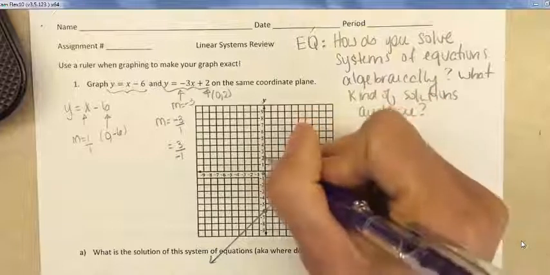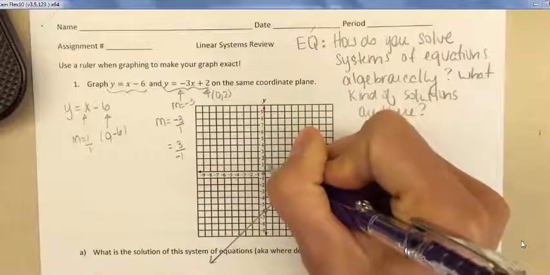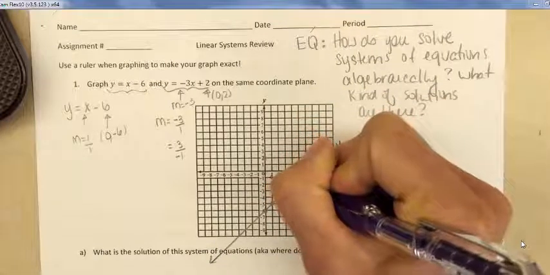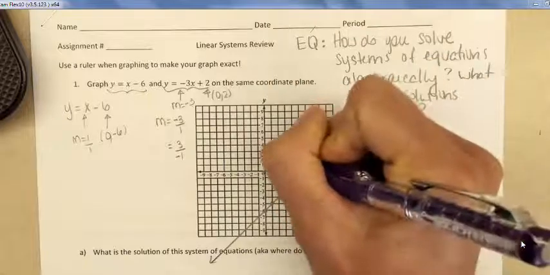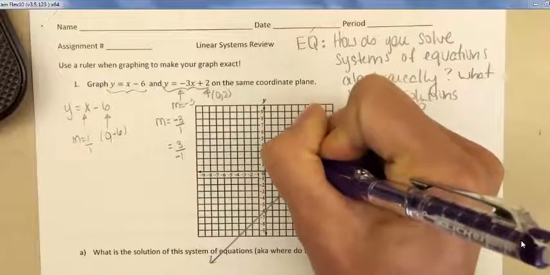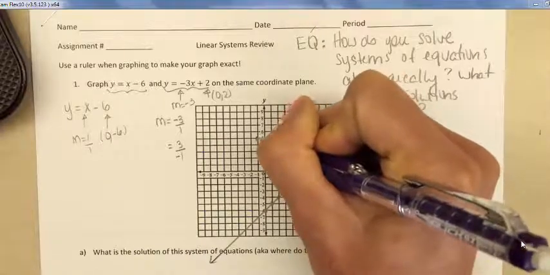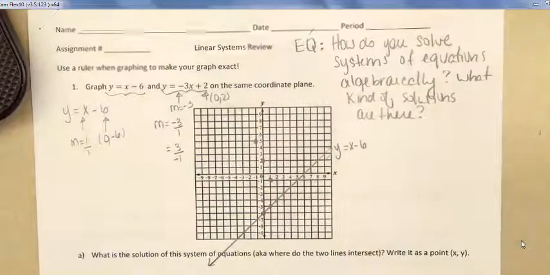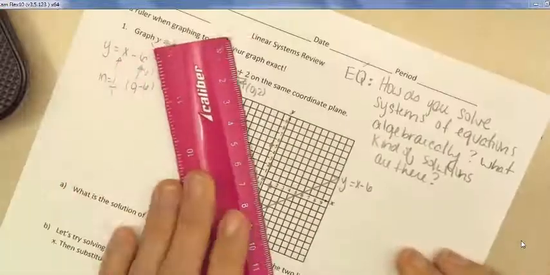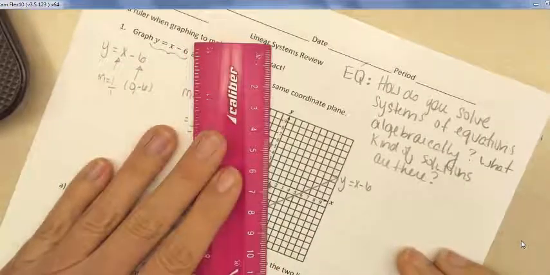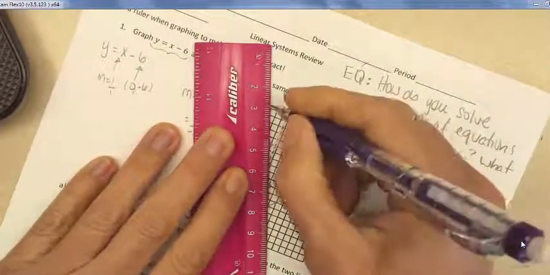So I'll go down 3: 1, 2, 3, and over 1. I'll also get another point by going up 3: 1, 2, 3, and left 1. So those are just a couple of different ways that you can think of it. People get confused sometimes about that. And I'm going to try and make my graph as perfect as possible.